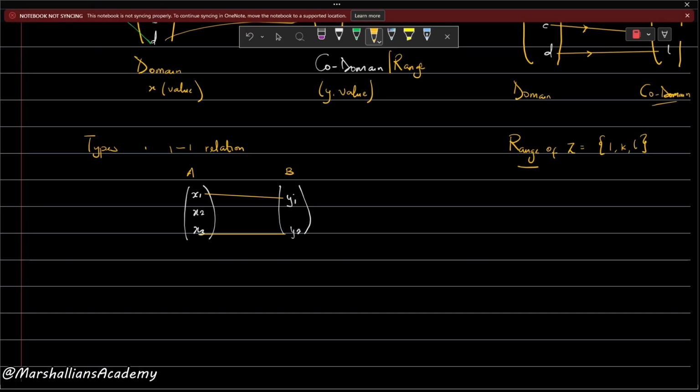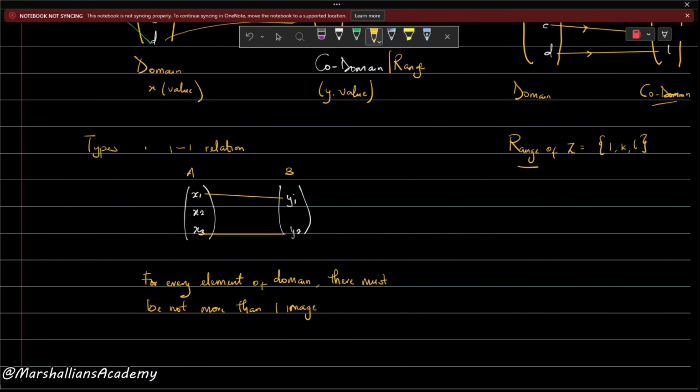And what is the condition? For every element of the domain, there must be not more than one image. Did you understand it? Not more than one image. So if there is one particular element in the domain of my relation that has more than one image, then it is no longer a one-to-one relationship.